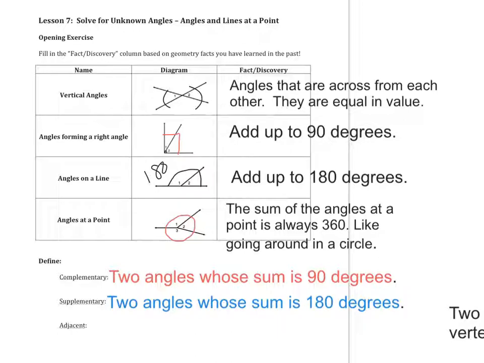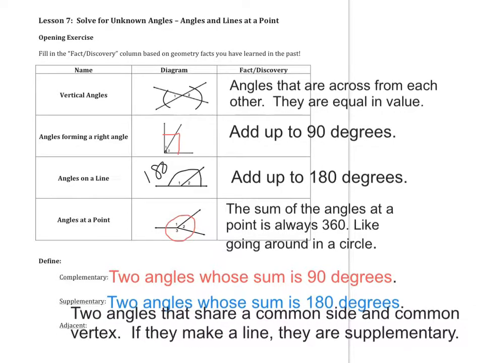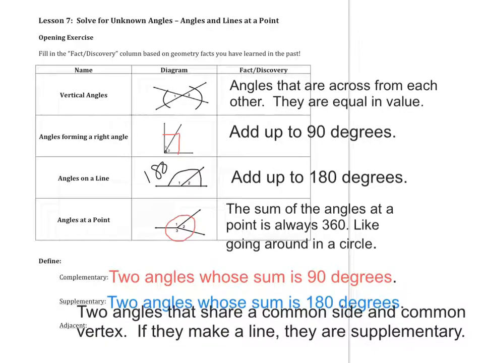And then the next one might be something new for some of you, but this is adjacent angles. These are two angles that share a common side and a common vertex. If they make a line, then they are in fact supplementary.